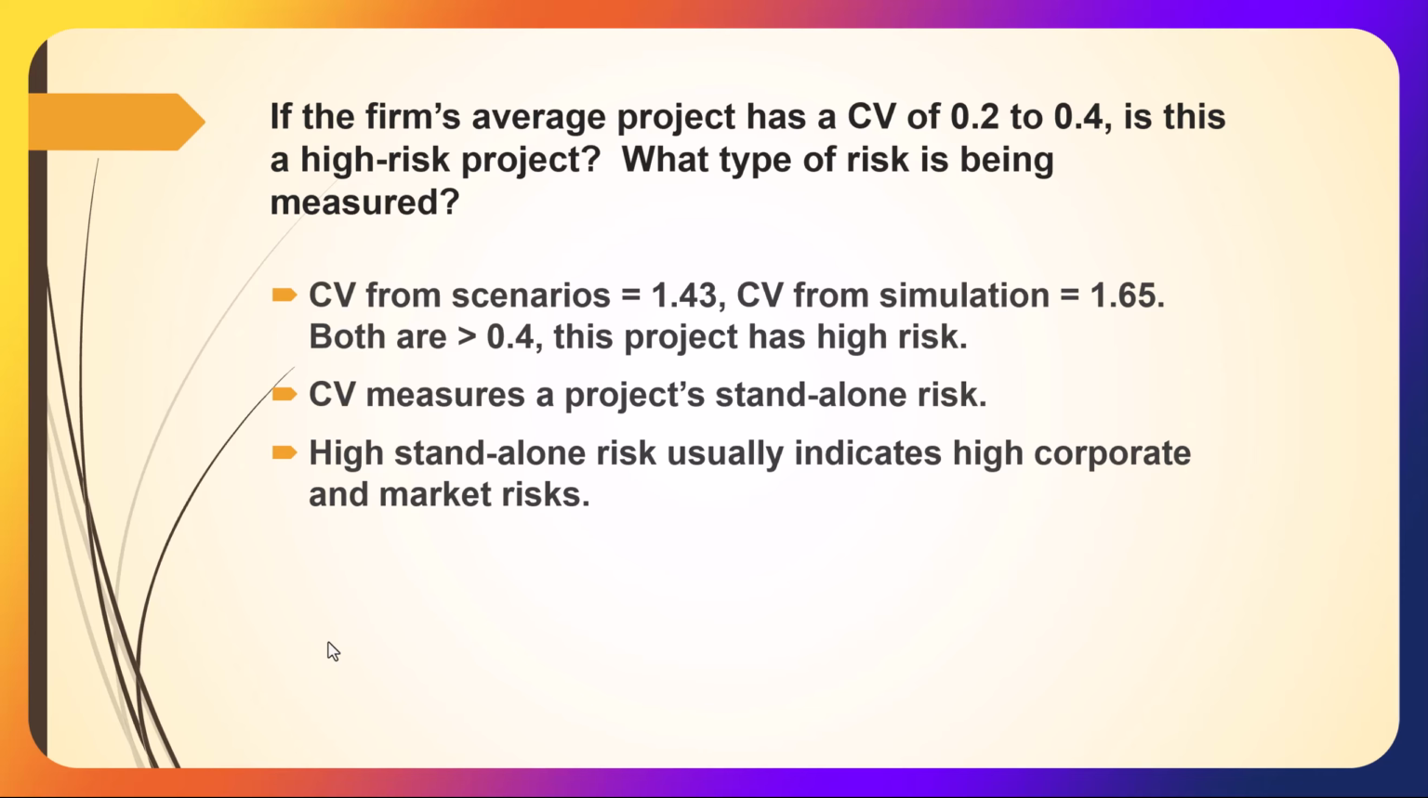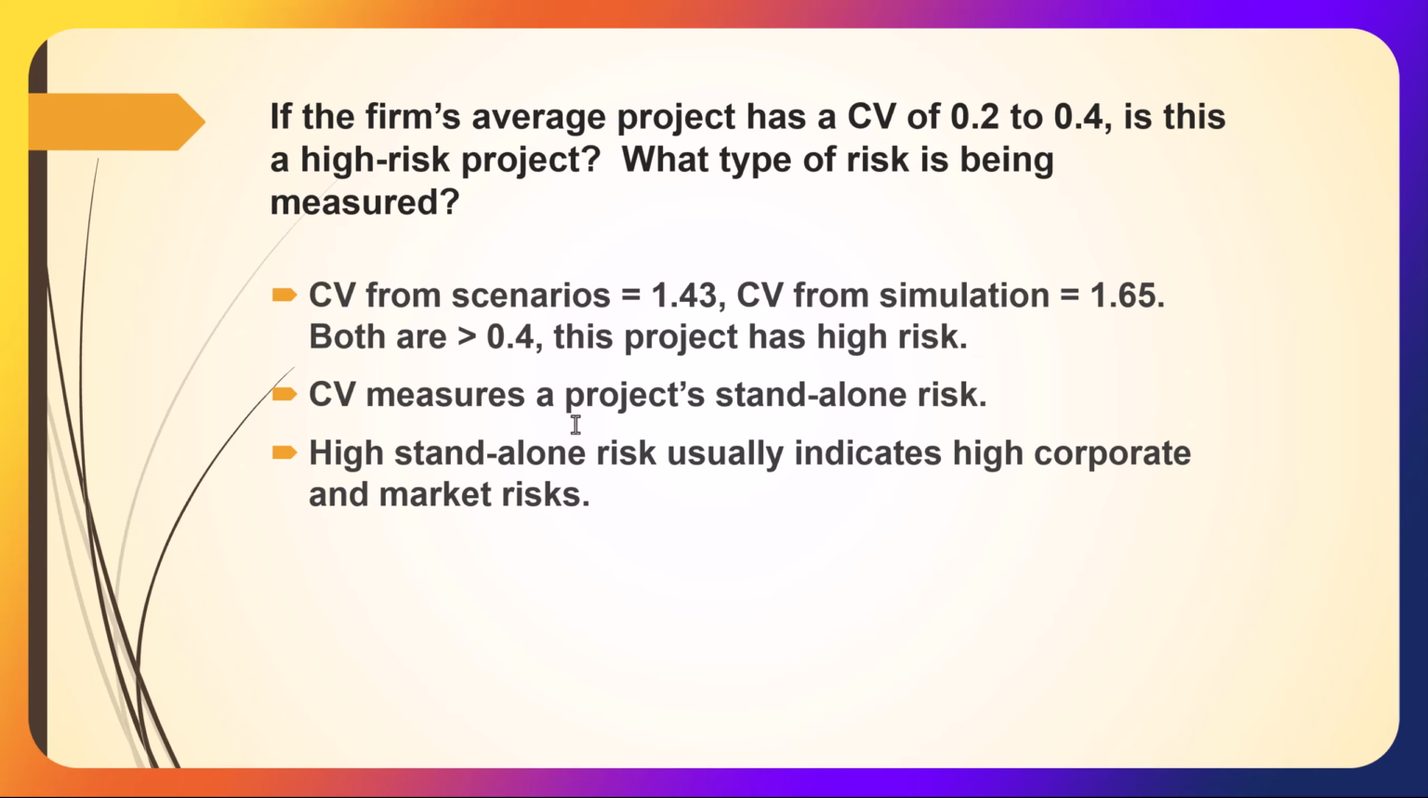So, how might we use this? We may have a set of rules, if you will. If a project has a CV between 0.2 and 0.4, then we would assess that that's maybe a high or low risk, and then we would attribute some form of adjustment to the weighted average cost of capital. So CVs for scenarios, this is 1.43, from the simulations 1.65. So both of these are greater than the 0.4. So this project is going to be seen as being high risk.